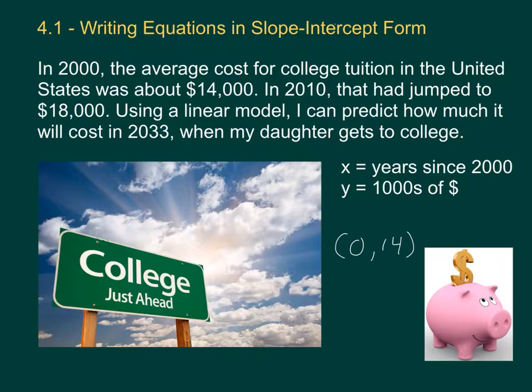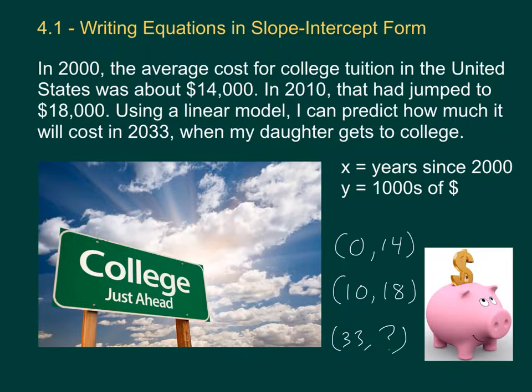My next point is going to come from the year 2010, where the cost had jumped to 18,000. So 2010 was how many years since 2000? That would be 10. And the cost was how many thousands of dollars? 18. That's the information that I know. Ultimately, I'm looking to predict how much it's going to cost in 2033, which is going to be 33 years after 2000. I don't know what that cost is yet. I hope it's not too much, but that's ultimately what I'm looking for.